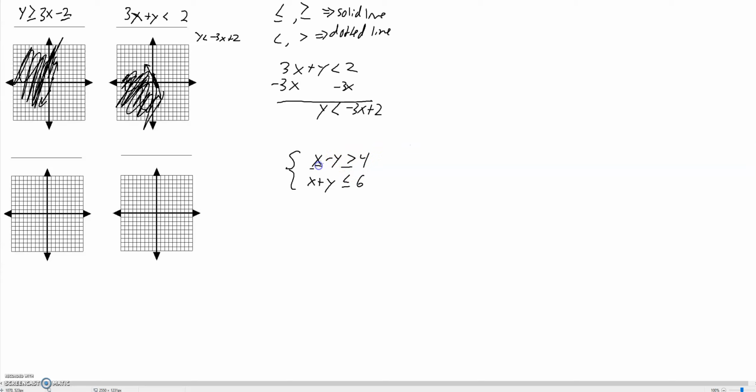I'm going to start with this one. To do that, I'm going to subtract x from each side. That gives me negative y is greater than or equal to negative x plus 4. And I'm going to take the opposite of each side. Now remember, if you take the opposite of each side or multiply or divide by a negative, this will give you a reversed sign here. So it's going to be y less than or equal to x minus 4. That's my first one. Now for this one, I just need to subtract x. We get y is less than or equal to negative x plus 6.